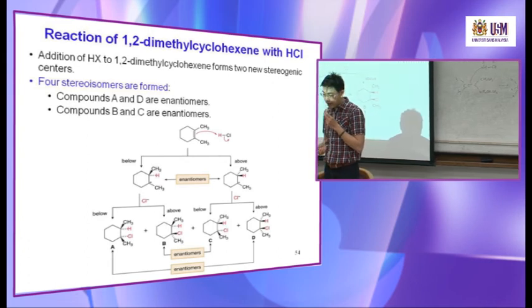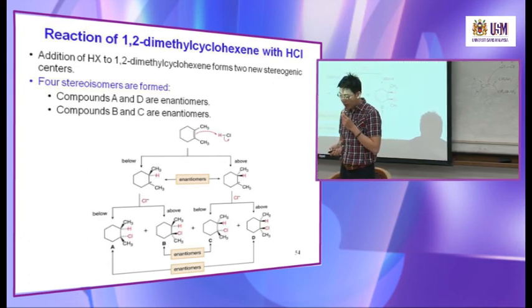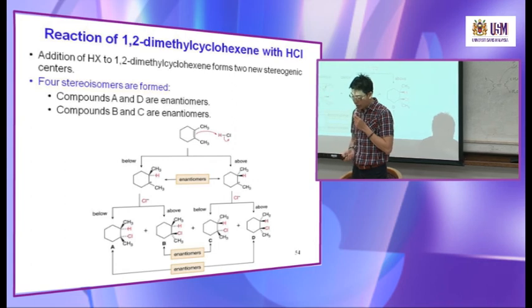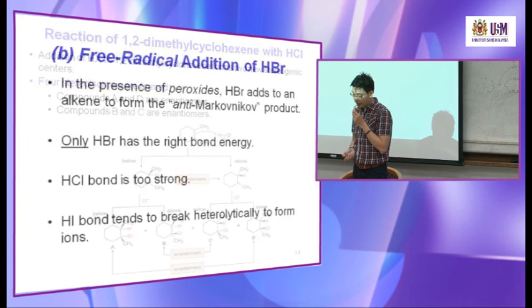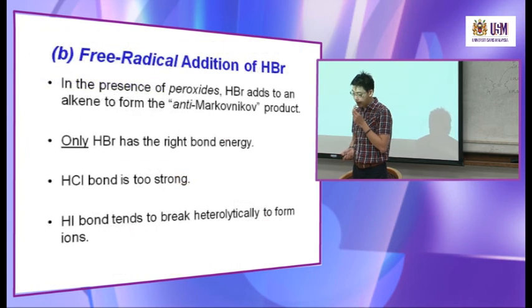So four stereoisomers are formed. Compounds A and D are enantiomers. Compounds B and C are enantiomers. How about this? After this we will finish.